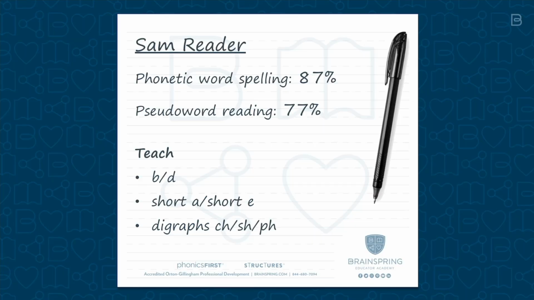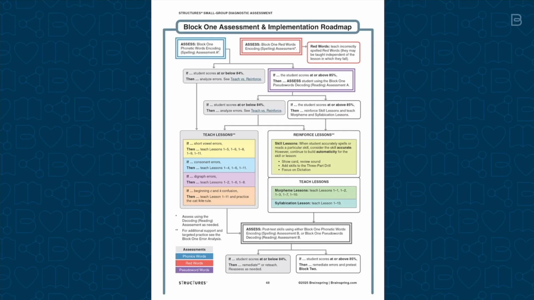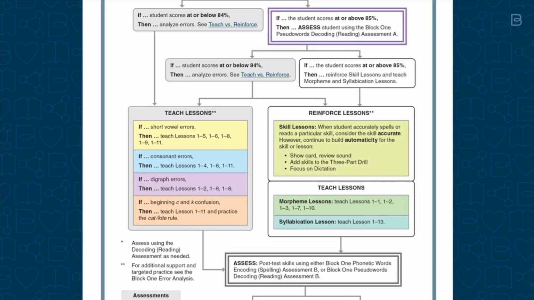So once Sam is done with his assessment, I would analyze those results. He had 87% on that phonetic spelling assessment, 77% on that reading assessment. I noticed he had B and D reversals, short A and short E confusions, and some digraph errors such as CH, SH, and PH. So I'm going to take this information with me as I continue to look at my assessment and implementation roadmap. When we started, we looked at the top. Now we're going to look at the center piece.